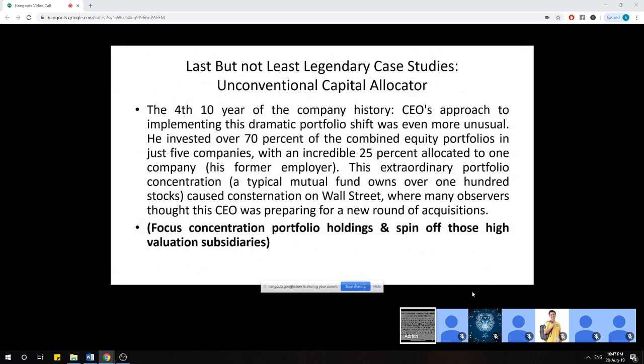And then in the next 10 years, the CEO started to consolidate the portfolio holding. Previously I told you they had 130 companies, and this company started to concentrate, merging the 130 companies into only five companies, and then spinning off those companies which they deemed already high value. Spin off means you IPO one of your subsidiaries, completely selling off your subsidiary through IPO. This CEO was very good. He knew which subsidiary had high valuation, so he wanted to turn the subsidiary into cash. So they spun off another subsidiary, while focusing on concentration of portfolio holding.